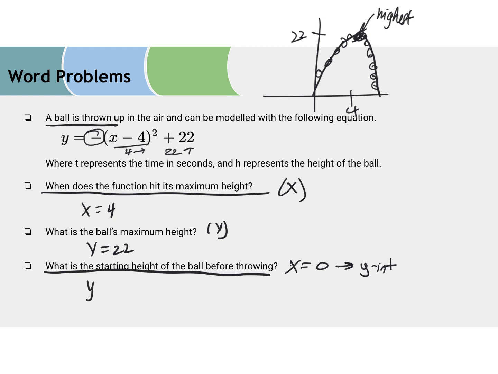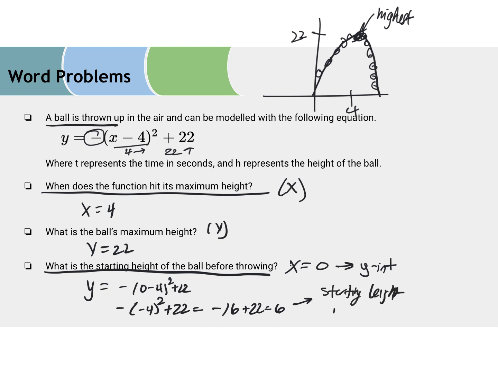So let's plug in 0 and see what we get. Negative 4 squared plus 22. So 0 minus 4 is negative 4. Negative 4 squared is 16. And so my answer is 6. So that means the starting height is 6 feet.